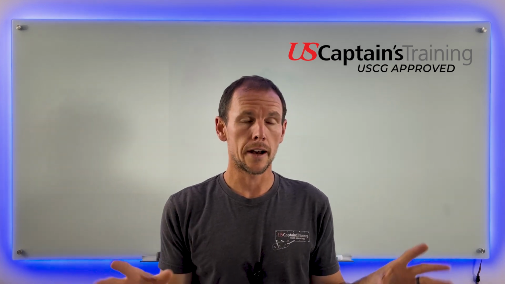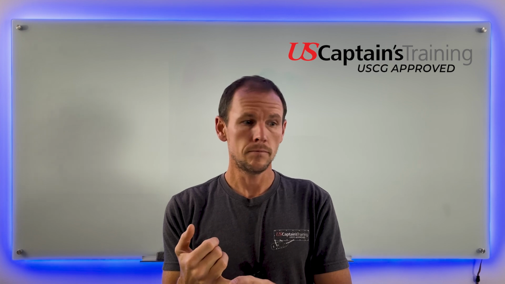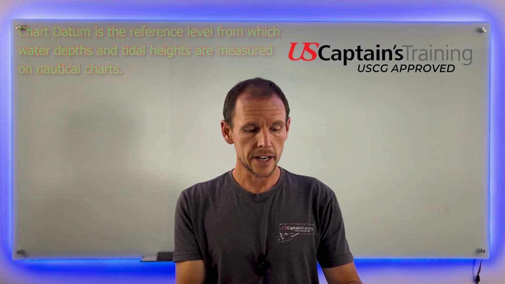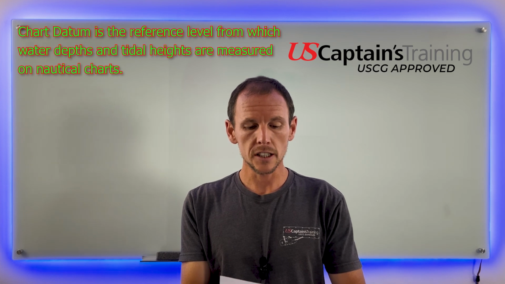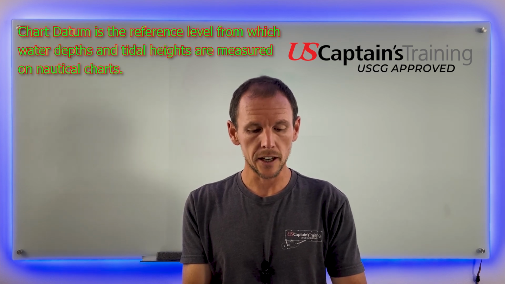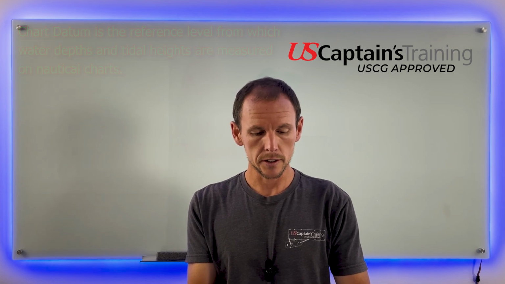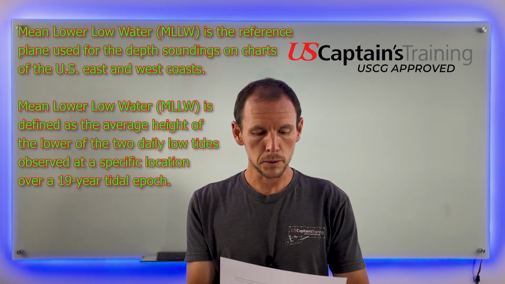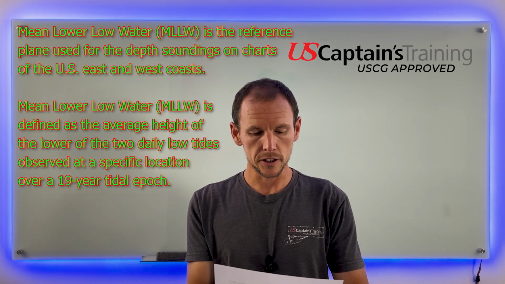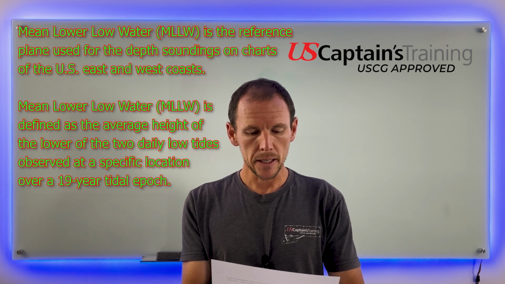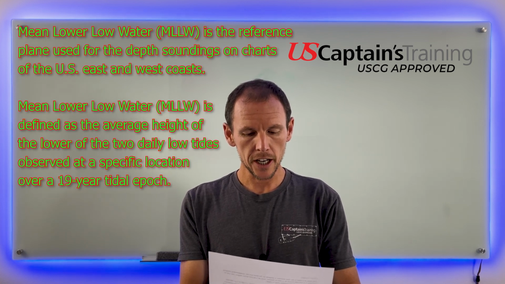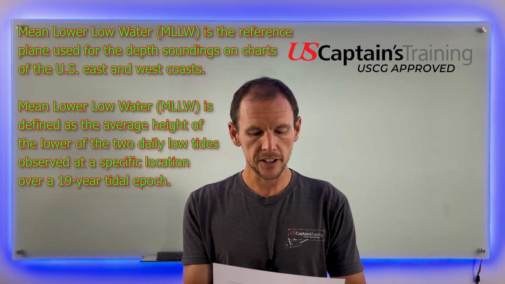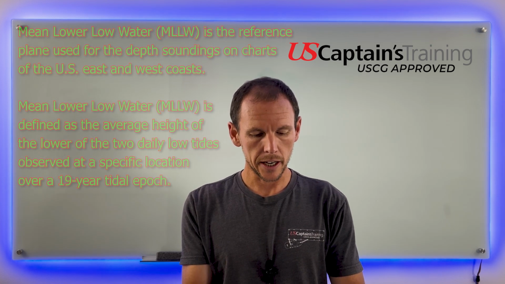So we have a chart datum. Let me read these right for you one more time. Chart datum. Chart datum is the reference level from which water depths and tidal heights are measured on nautical charts. Depth sounding datum: mean lower low water is the reference plane used for depth soundings on charts of the U.S. East and West Coast. Mean lower low water is defined as the average height of the lower of the two daily low tides observed at a specific location over a 19-year tidal epoch.